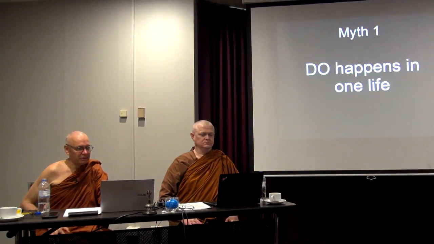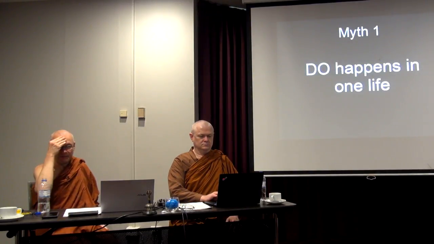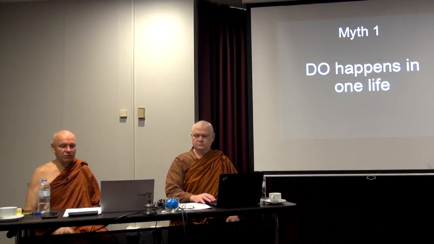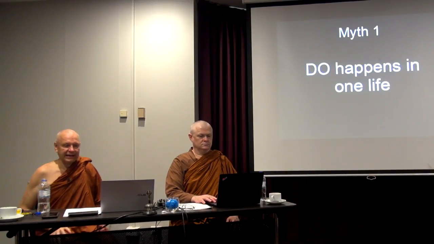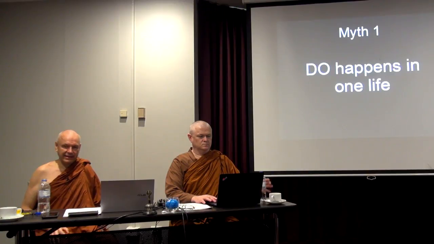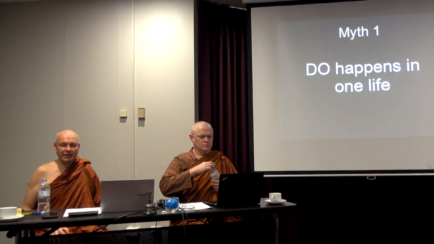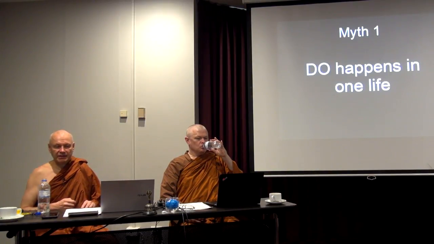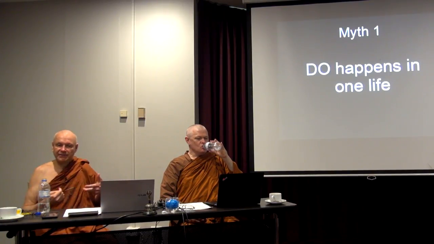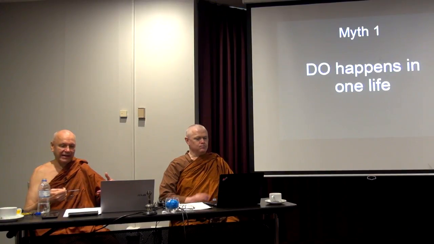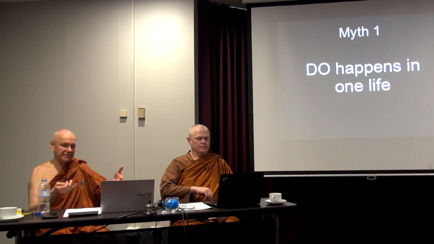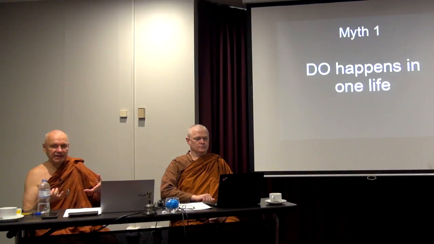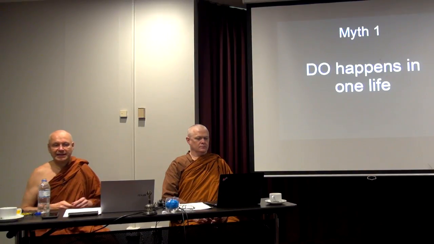So maybe what we should do is start there, a little bit more about this idea of dependent origination happening in one life, because there are many different ways of looking at this. Some people would argue that dependent origination happens moment to moment. So it's like the psychology of how the sense of self arises in the moment, and how that leads to the birth of the self, and how that self dies, in the sense that it disappears again. So you feel a sense of despair when your identity dies.